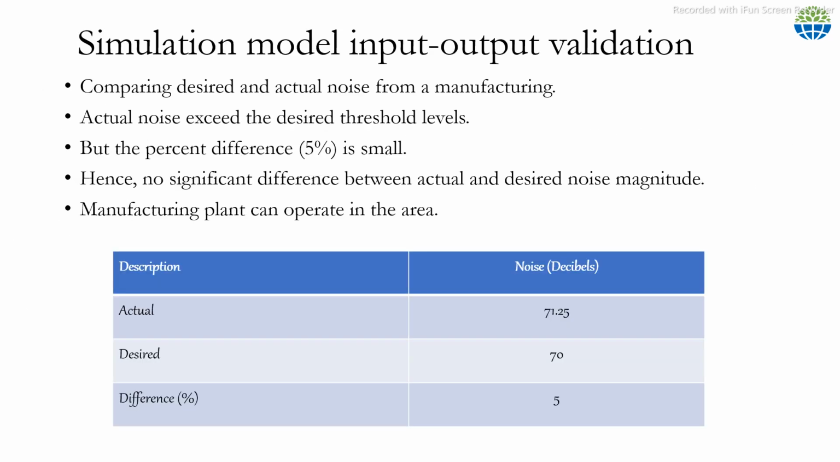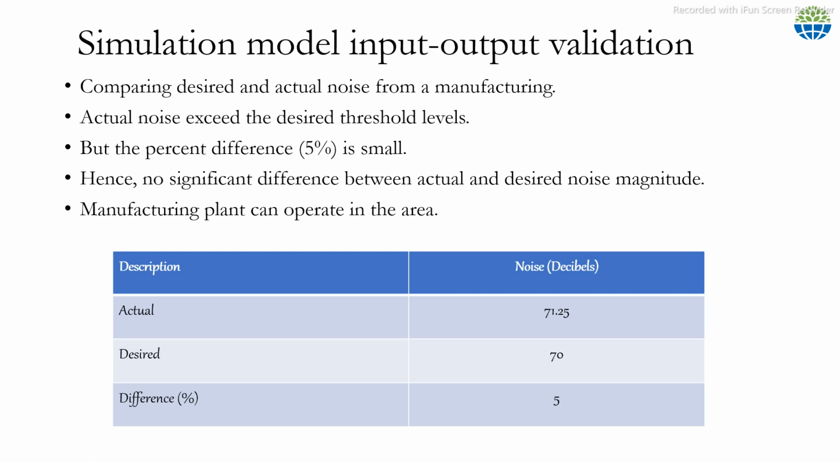We have to draw the correlation map. Some methods are there, like simulation models and input-output models, comparing desired and actual. You can take the example of noise. The actual noise is 71.25. Desired is as per the requirement; your industry requires 70 decibel. So how can we take the difference? The difference percentage is 5%.